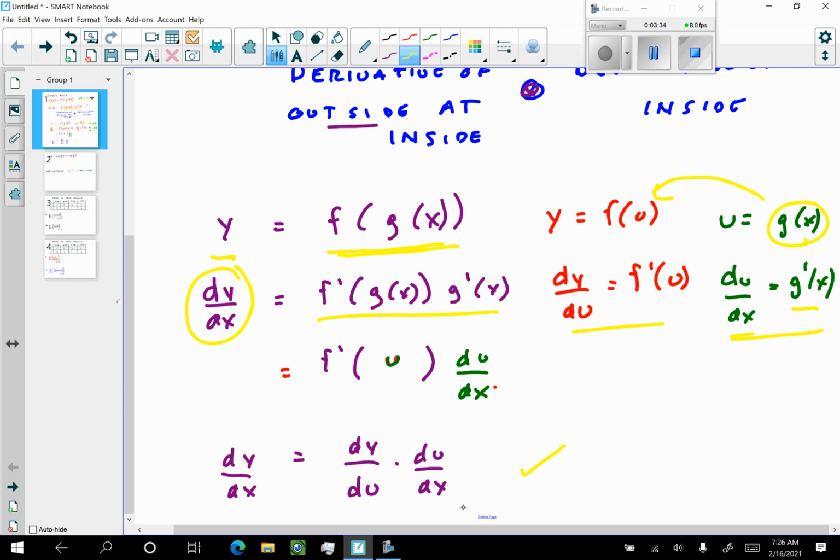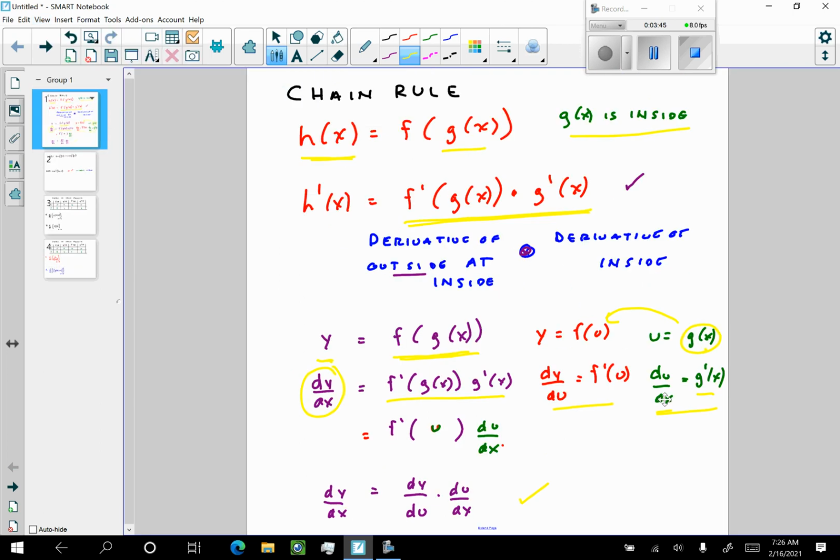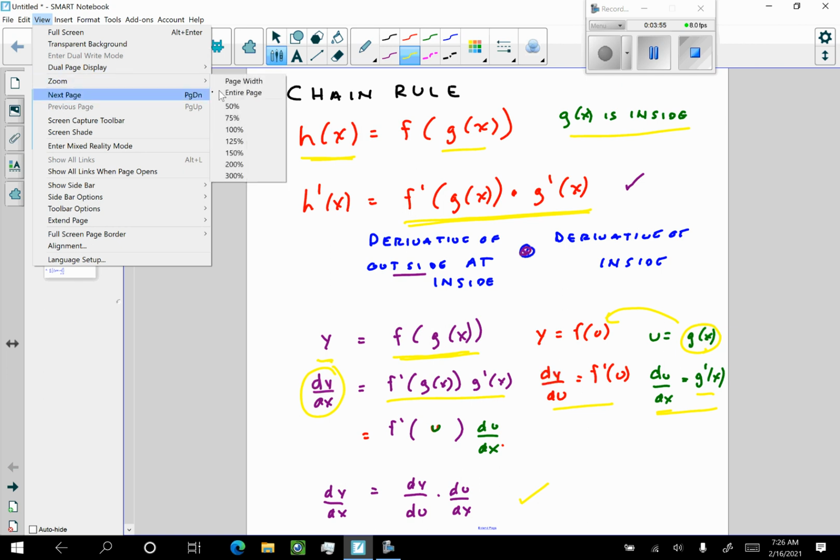So let's use this on a couple examples. This is detailed out in your textbook. Let's go back to this and look at this entire page. If you need to take a picture or pause the video at that point, you may. We're going to jump forward now and do a couple examples using the chain rule. Here we go. I'm going to zoom back out.